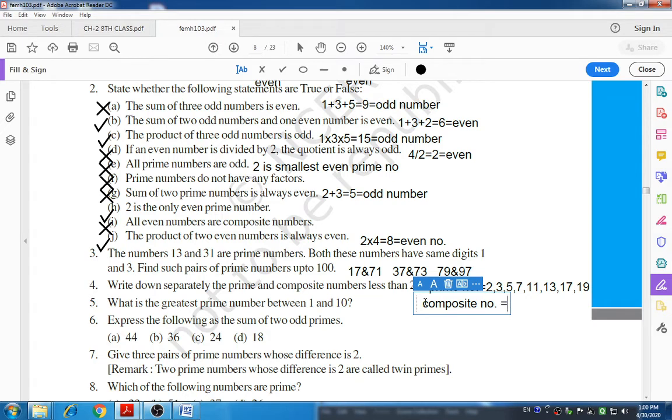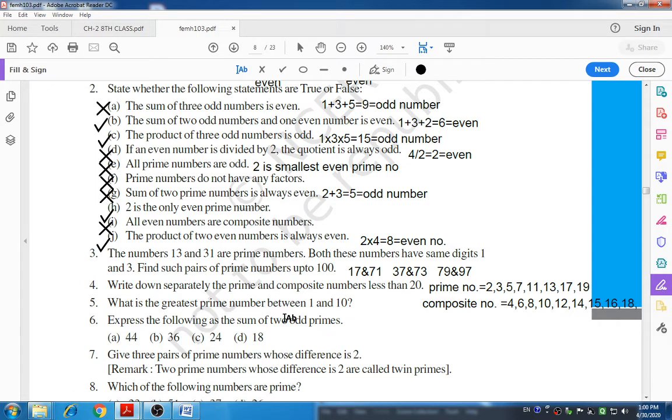So that is 4, 6, 8, 10, 12, 14, 16, 18. Okay, these are the composite numbers. And also one is there, that is 15. Okay, as like that these are the composite numbers which are less than 20.